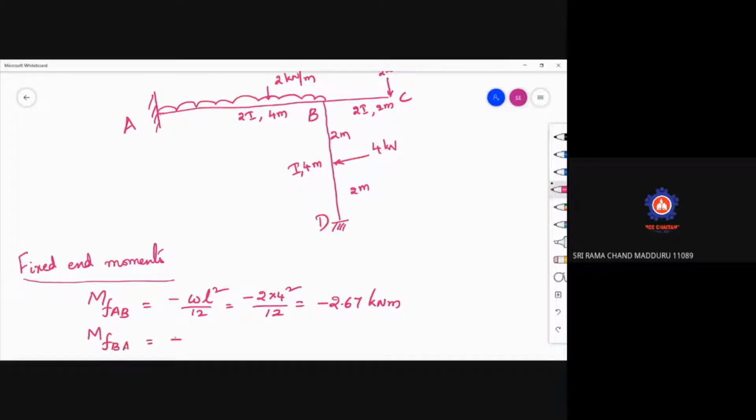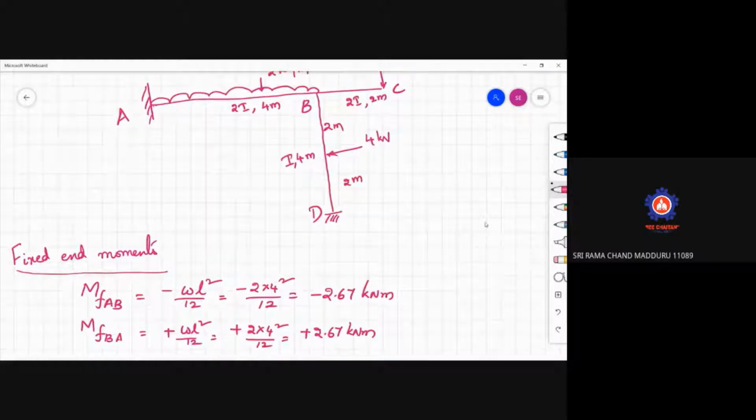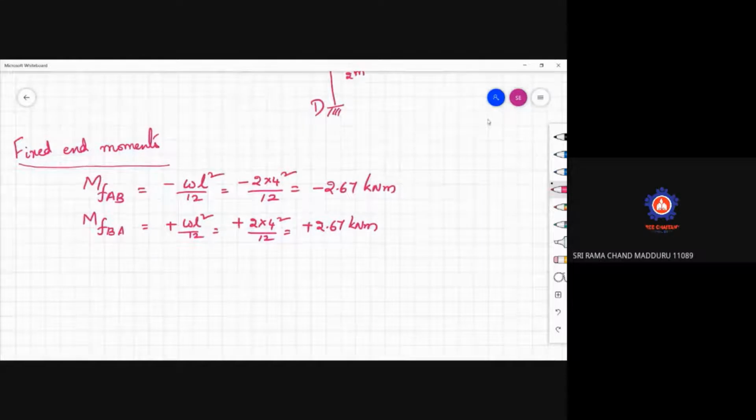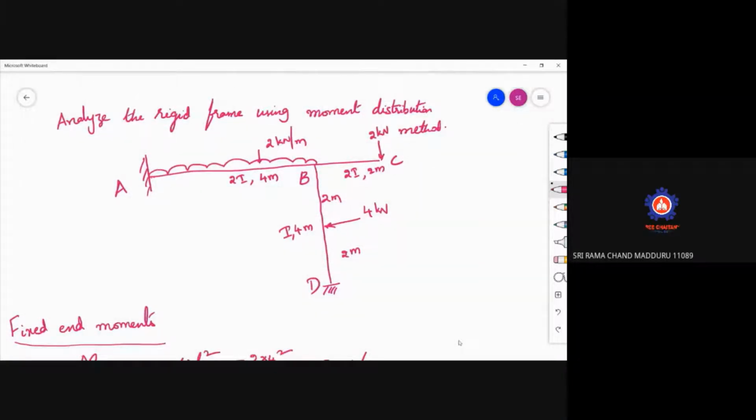MFBA is also the same, plus WL squared by 12, plus 2 into 4 squared by 12, plus 2.67 kilonewton meter, which is the fixed end moment. Now the fixed end moments are calculated, and we can see MFBA is calculated. Coming to this portion, it is not fixed, so you need not calculate the fixed end moment MFBC. But here I will see for BD.